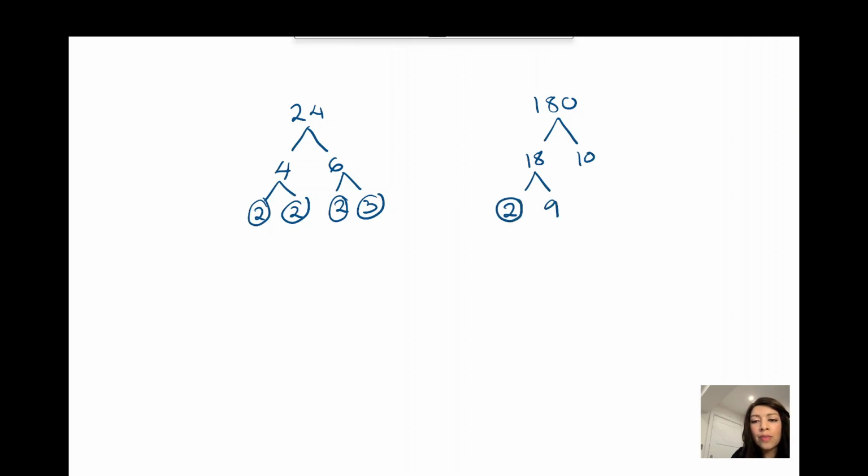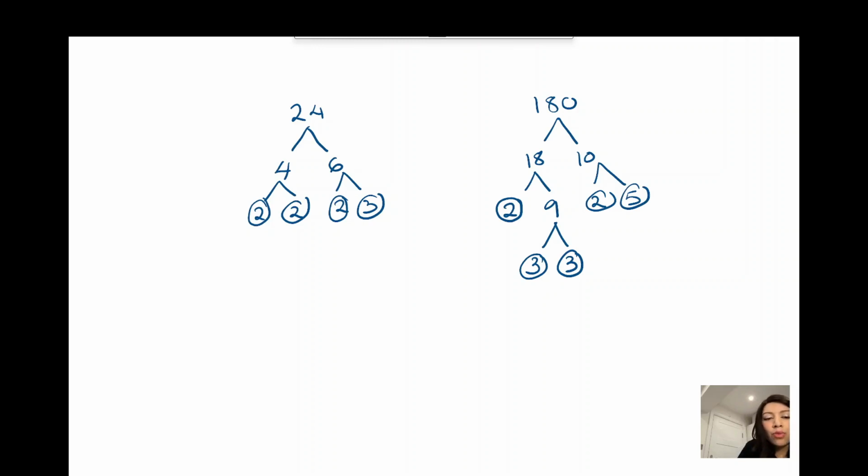2 is a prime number, so I will circle that there and the branch stops. 9 can go further to 3 times 3. 3 is a prime number, so that stops there. 10 can be broken out into 2 and 5, both of which are prime numbers, and it stops there.